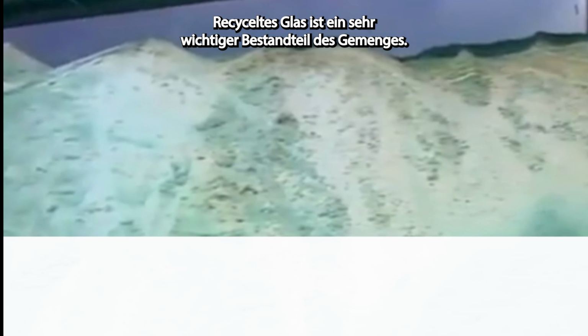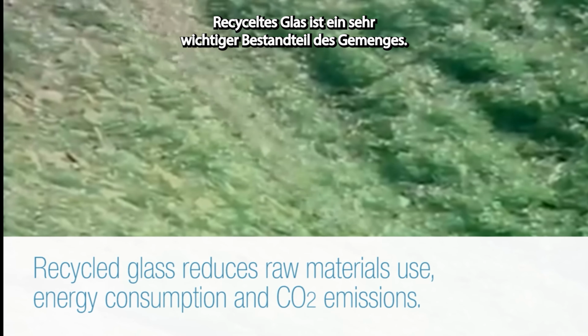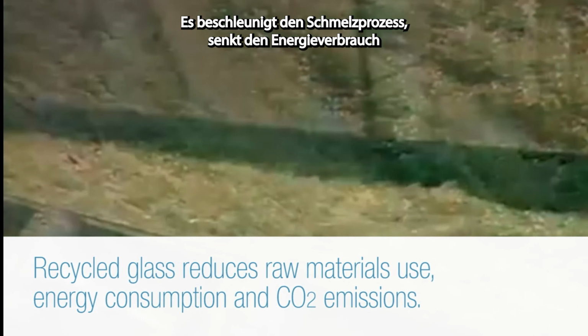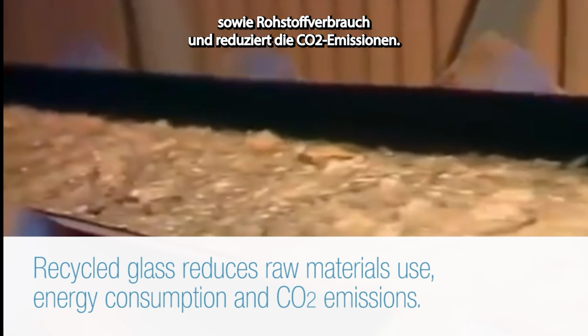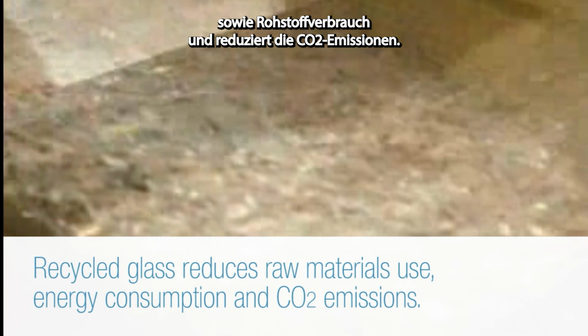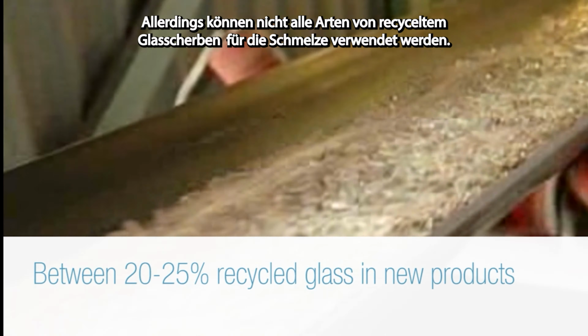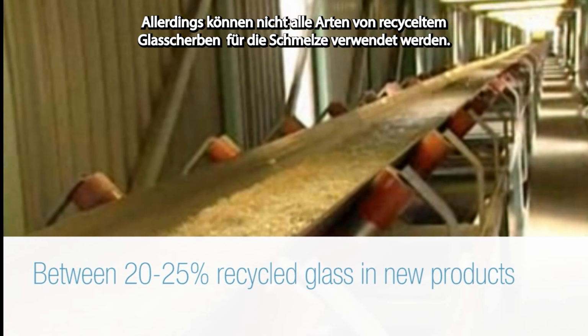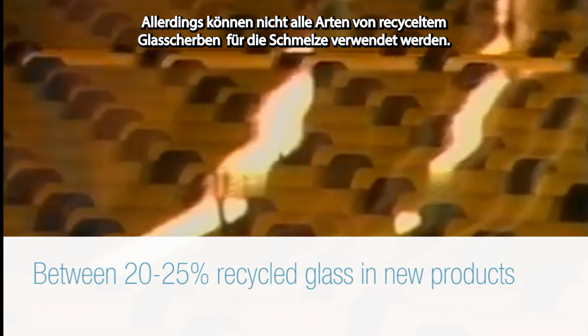Recycled glass is a very important component of the batch. It accelerates the melting process, lowering energy consumption and raw materials use, while reducing CO2 emissions. However, not all types of recycled glass can go into the furnace. Flat glass requires the highest quality of cullet.